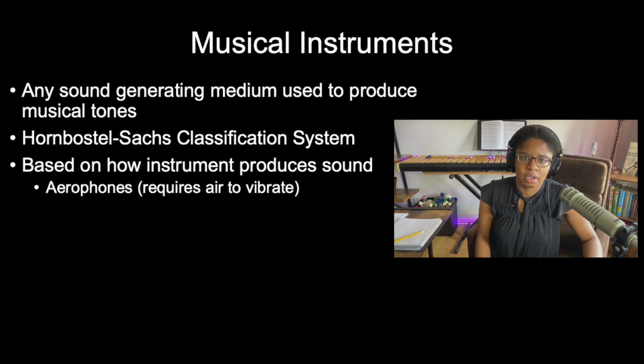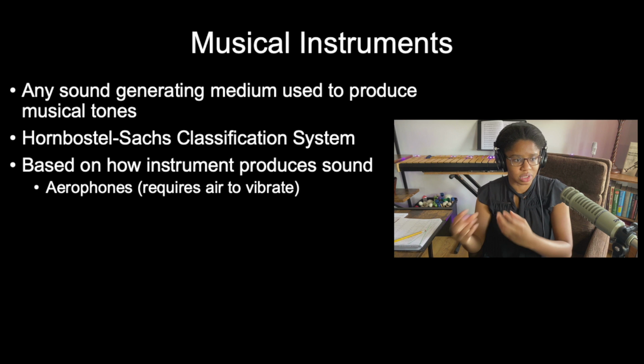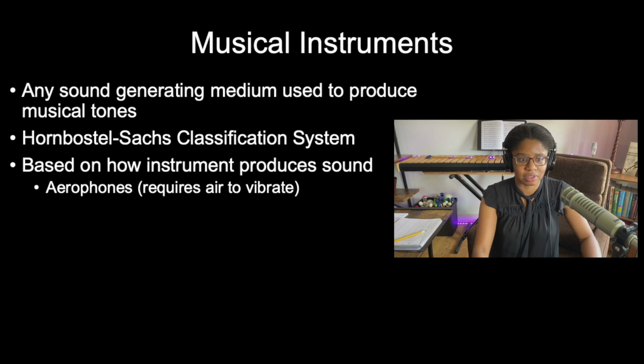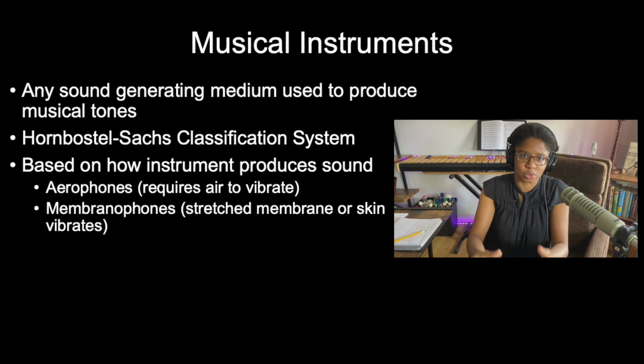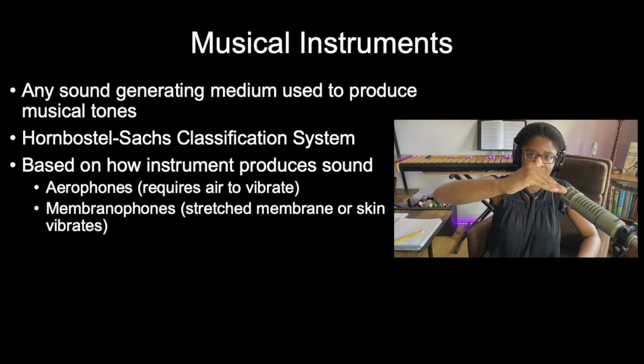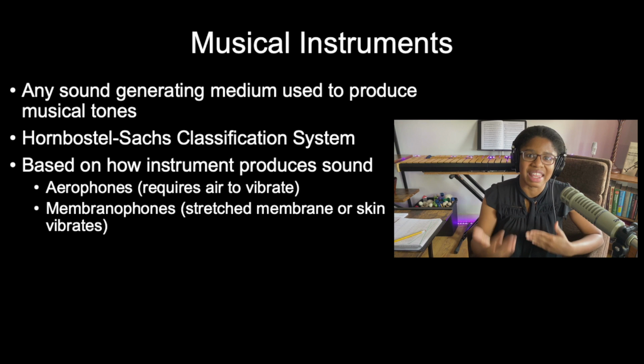So we have aerophones. These instruments generally require air to produce a vibration. So think about a flute, think about a trumpet. You need to blow air into it for it to make a sound, all right? We have membranophones. So think about a drum. They have a membrane over the actual shell of the drum that you have to hit. Because that membrane vibrates up and down, it creates the types of vibrations we need for musical sound. So that's how that one produces sound.